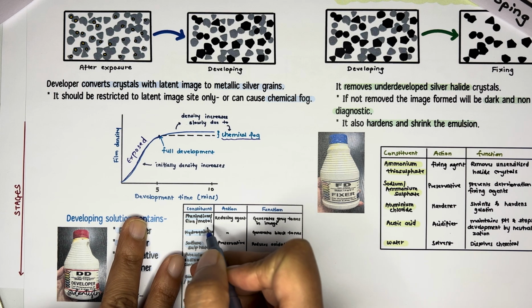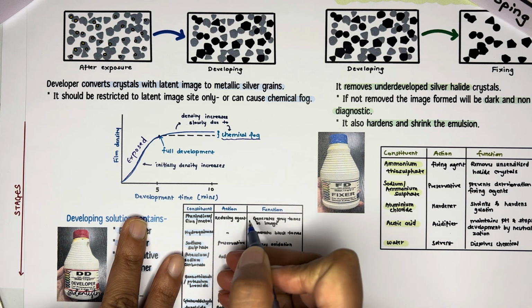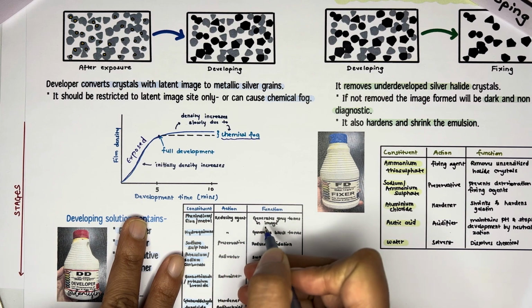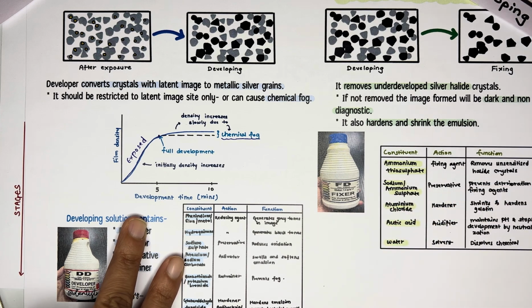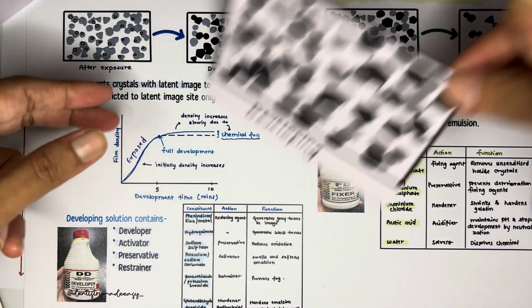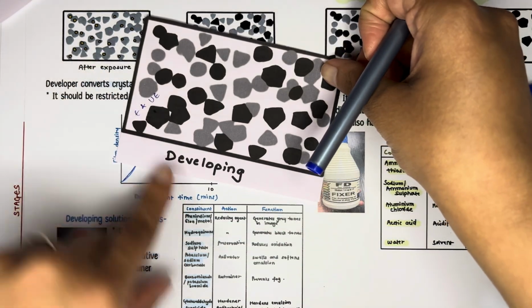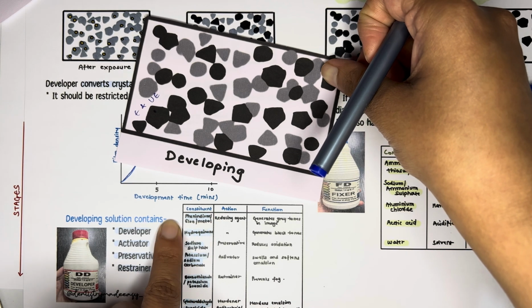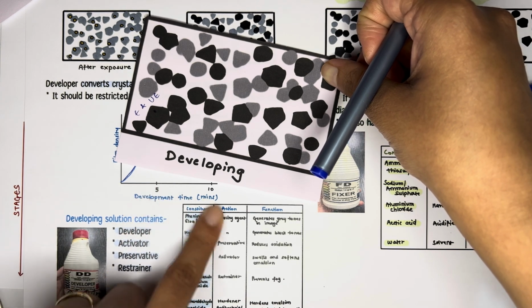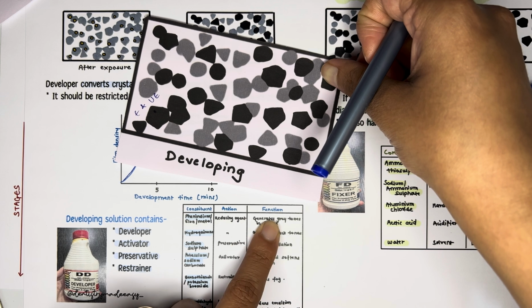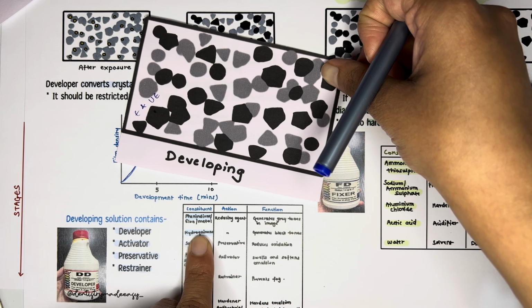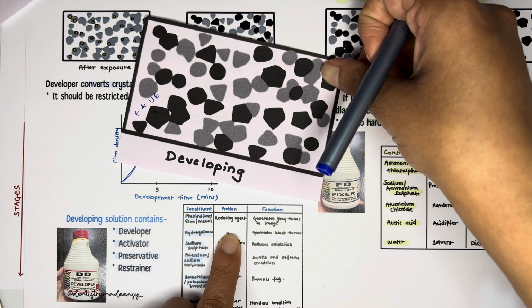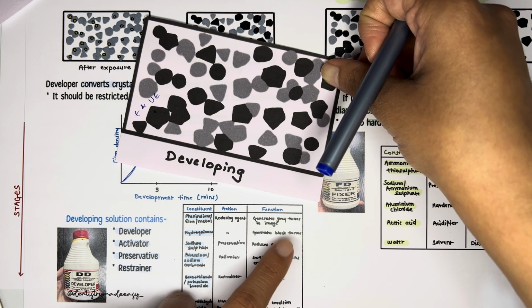What are they? They are nothing but reducing agents. They are going to generate the gray tones in the image. Over here in the developing solution, the first component, you can use any of these. This container contains any of the reducing agents which is going to basically reduce the crystals. The next one is hydroquinone. Again it is a reducing agent, and it is going to generate the black tones.